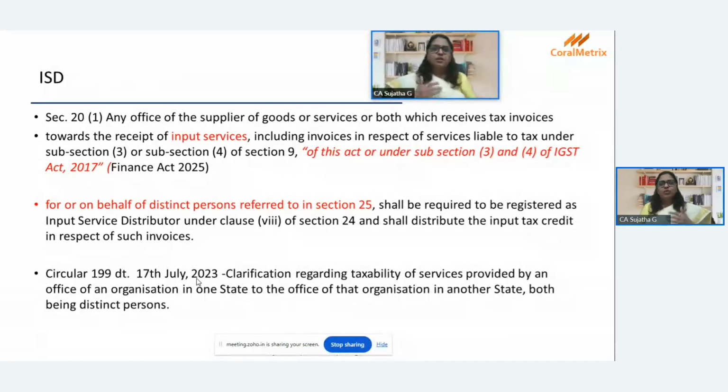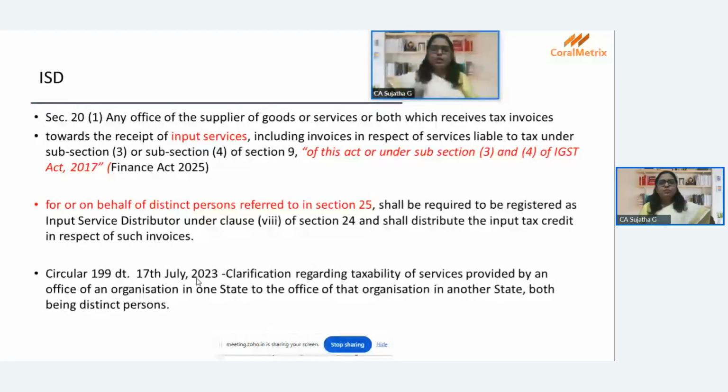But from now on, if you have multiple branches having distinct GSTN numbers, different GSTN numbers, as far as GST is concerned, they will be called distinct persons. So instead of raising it as a cross-charge mechanism, take input service distributor registration, and pass on the input tax credit in proportion to the services that are rendered to the other units.